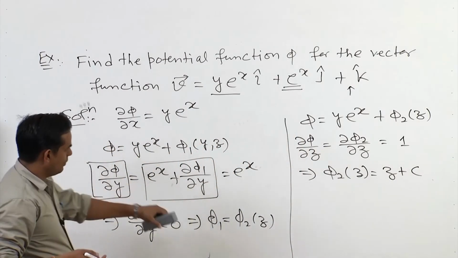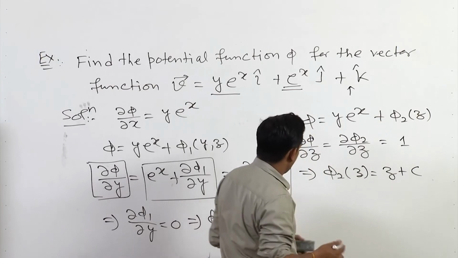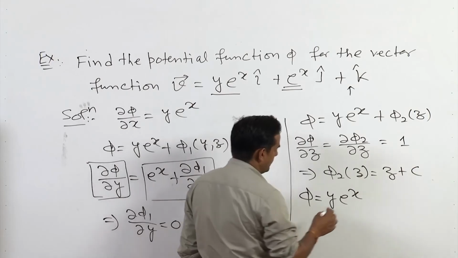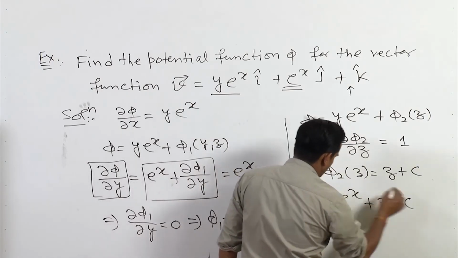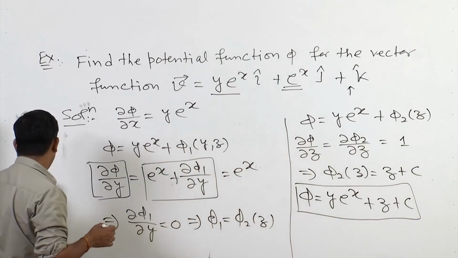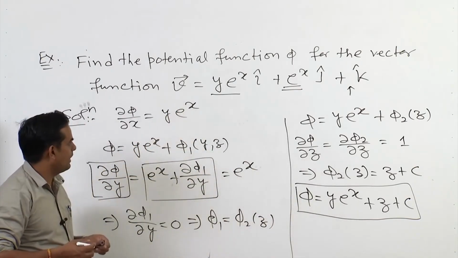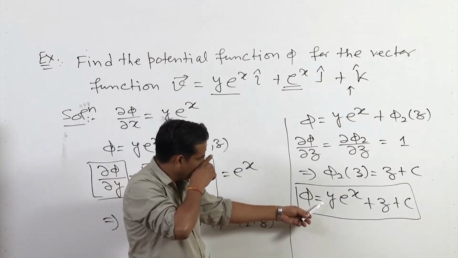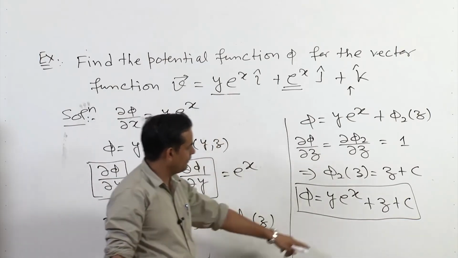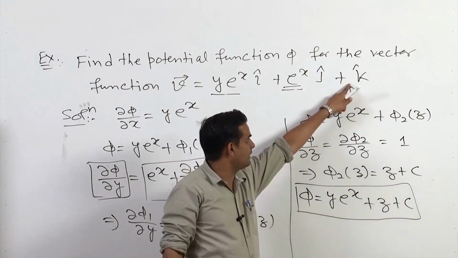So, now put this value of phi 2 in this phi. If I put it here, I get phi equals y e raised to power x plus z plus c, and this is the potential function phi for which gradient of phi equals this vector v, and you can verify it. If I differentiate it partially with respect to x, I get this. If I do it with respect to y, I get this. If I do it with respect to z, I get 1.